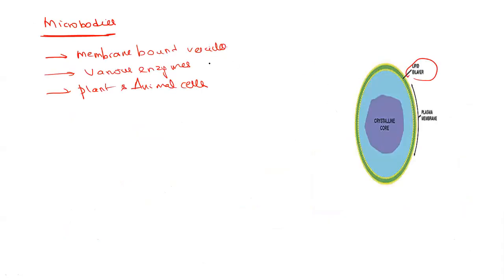Microbodies. Microbodies are nothing but membrane-bound vesicles, and they have various enzymes, and they can be seen in both plant and animal cells. Here you can see the plasma membrane very easily. So of course it's a membrane-bound organelle. All right.